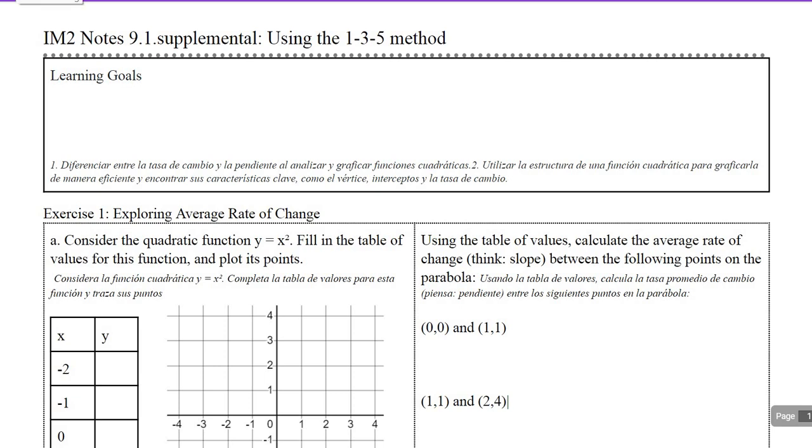This is Miss McClellan here to go over a supplemental addition to IM2 Notes for Chapter 9.1. This is graphing quadratics using the 1, 3, 5 method. We have two learning goals.